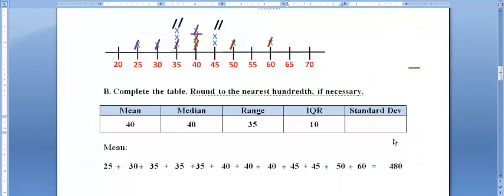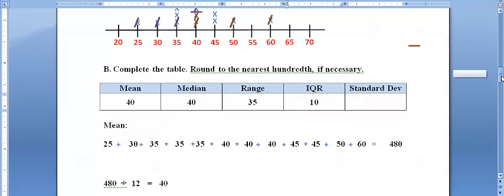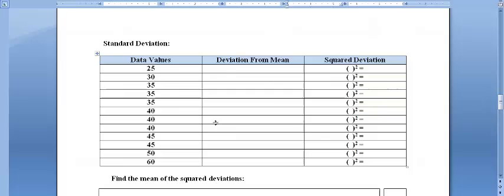Lastly, we need to use our line plot to find the standard deviation. So I'm going to scroll all the way down here. I put all my data values in the table. That's the 12 data values that we were given at the start of the problem. So I just put those in their own column.